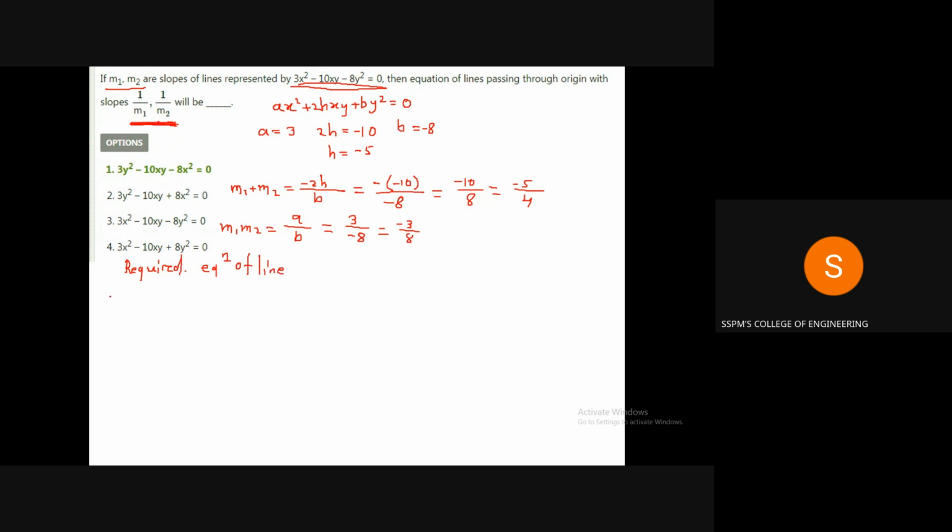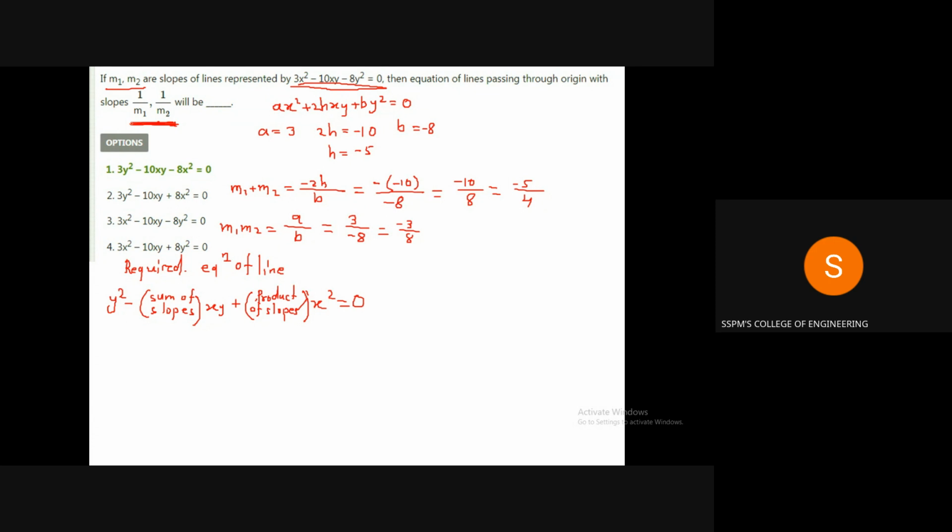We have already seen this: y square minus sum of slopes into xy plus product of slopes x square is equal to 0. Remember this, okay? The required equation of any two lines is y square minus sum of slopes xy plus product of slopes x square is equal to 0.